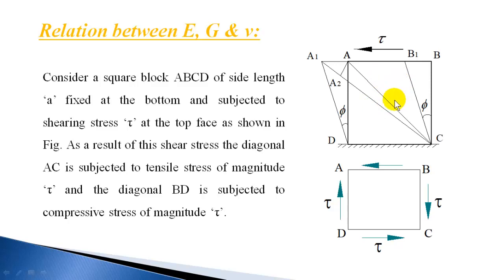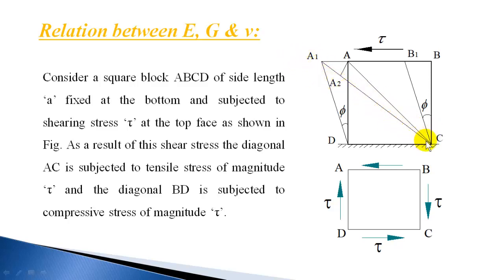Let us consider the deformation of the block. When subjected to shear stress like this, the block deforms like this, and A moves to A1, B moves to B1, and DC will remain stationary because it is fixed. So this diagonal AC will deform, and it increases its length.